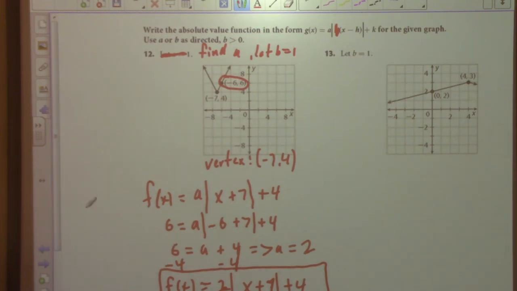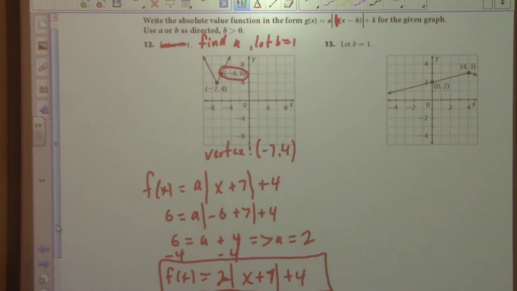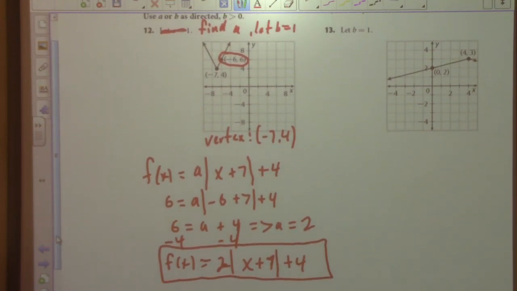What are we finding on 13? We're doing the same thing as before. Now, one thing you're going to have is that A is going to be negative, right? Outside of the bracket here.